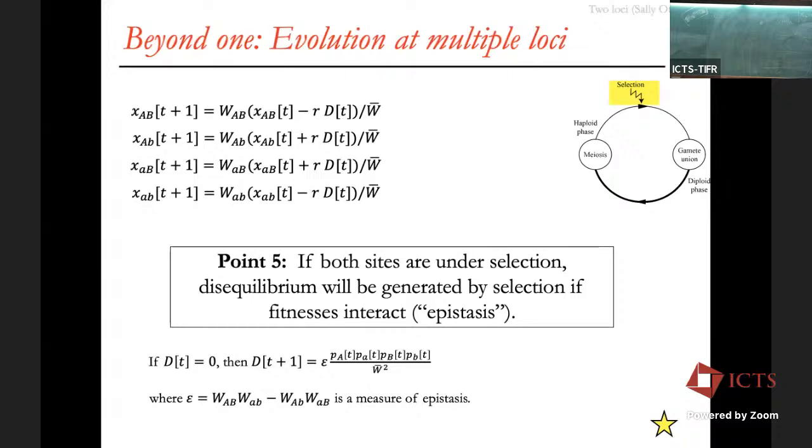And what else do you need? You need polymorphism. You need all four of those alleles to be present in the population. Did I write them all? Yeah, I got them all. So you have to have polymorphism at both loci, and those polymorphisms have to affect fitness in a way that these are not equal to one another. Let's write that in another way.